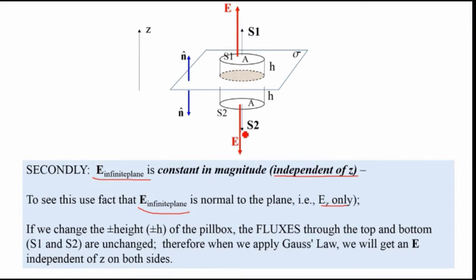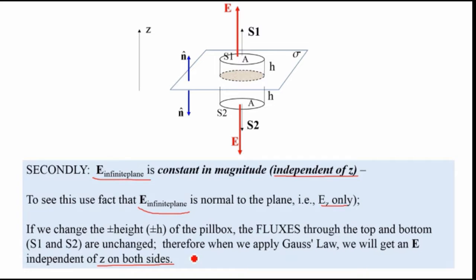But because E is perpendicular to the plane, it's also perpendicular to these surfaces. So what that means is that the total flux through the ends, this end and this end, remains the same no matter what H is. If that's the case, then the E field does not depend on H, and so we get an E field that is independent of Z, and that's true on both sides of the charge sheet.